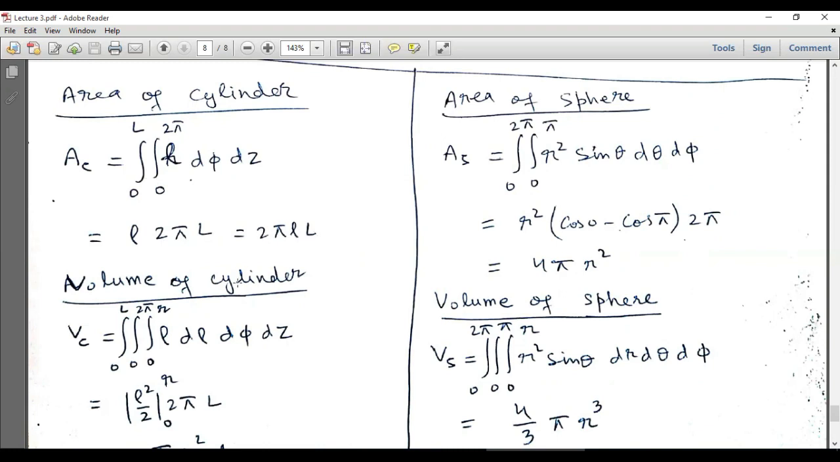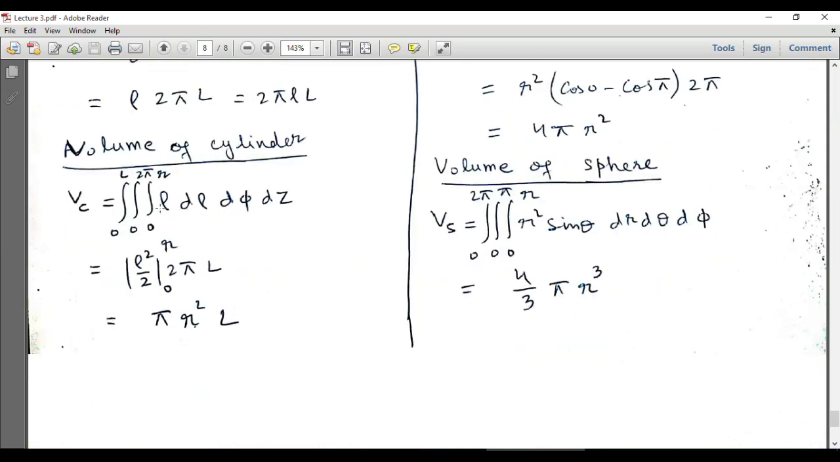Similarly, the volume of the cylinder can be calculated by using this expression, rho d rho d phi dz. If I take the triple integral of this dv, I get pi r square L. So pi r square L is the famous expression for the volume of the cylinder.